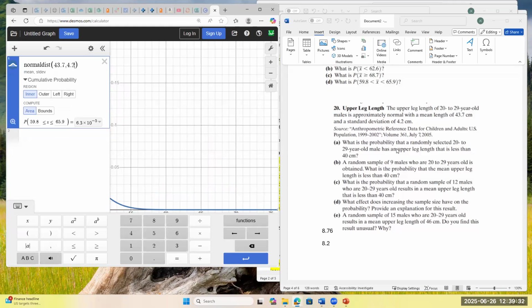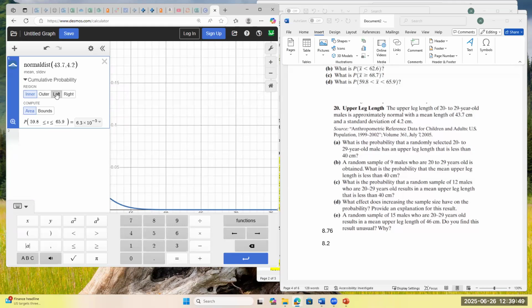So question A says, what's the probability that a randomly selected single 20 to 29-year-old male, not a group of them, not a group of a particular size, but just a single male in that age range, has an upper leg length of less than 40.